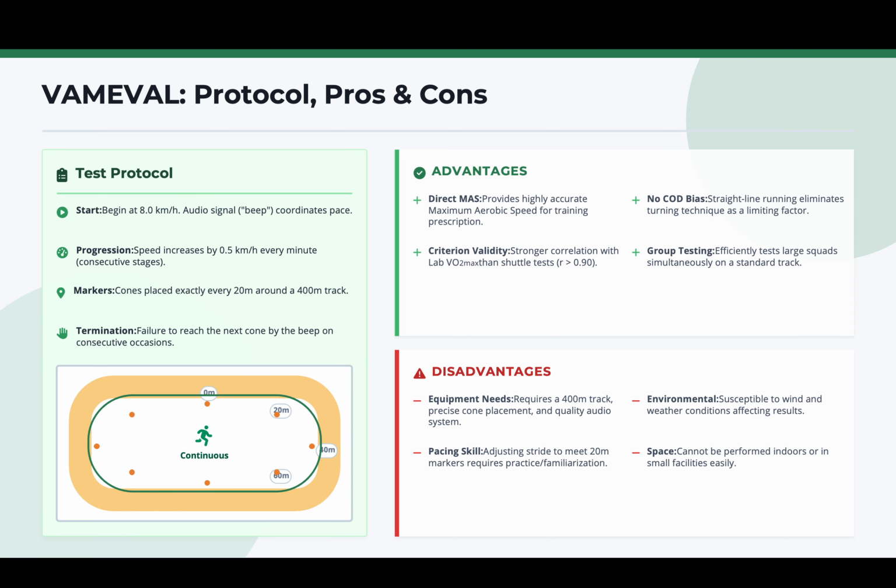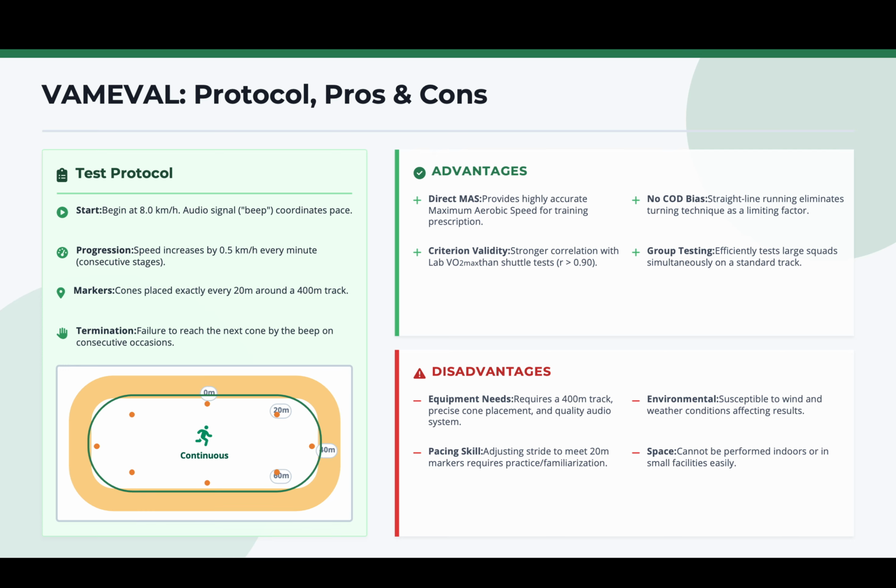As for the VAM-EVAL protocol, you start at 8 kilometers per hour, with audio signals coordinating pace. The progression increases by 0.5 every minute, just like the beep test. The cones are placed exactly 20 meters apart around the 400-meter track. Determination: failure to reach the next cone by the beep on 2 consecutive occasions.